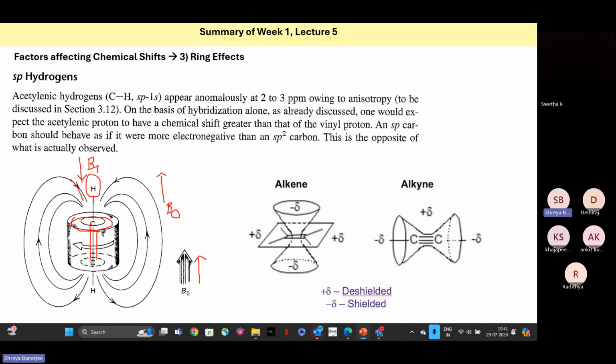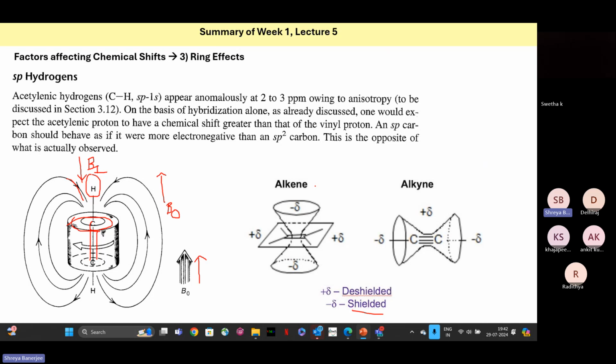So hydrogen, it is experiencing a much lower field because the induced magnetic field is in the downwards direction. Because it is experiencing this lower field, it is getting shielded. So in alkene and alkyne, the electronegativity effect is there, but much more important is this ring effect, also called the anisotropic effect, where due to motion of the pi electrons, there is a current that is forming, and due to that current, there is an induced magnetic field.